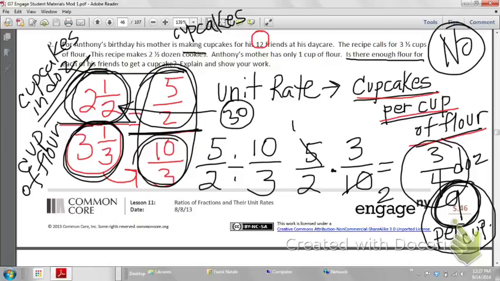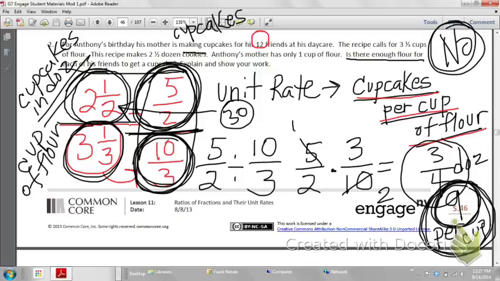But if you stick with, because this is our main focus during this unit, putting together and using complex fractions to solve problems, then if we do it that way, we come up with this answer: 9 per cup, and no, does not have enough flour.